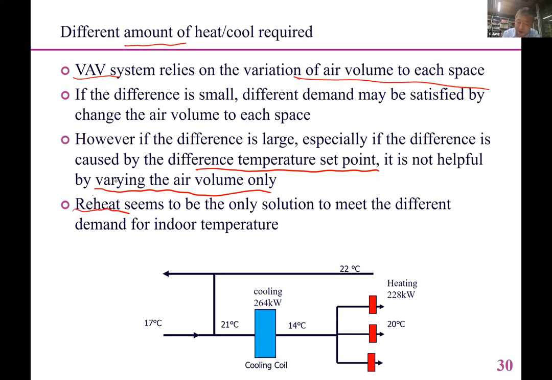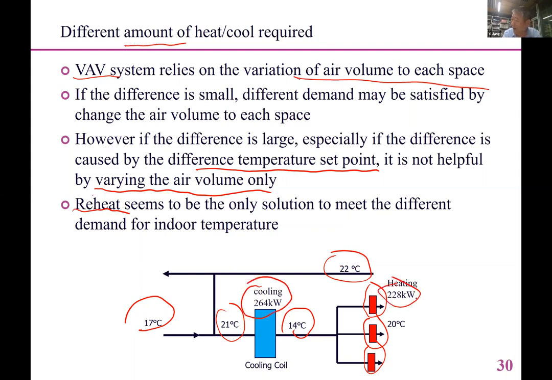What does reheat mean? You see this curve: the outdoor air and the return air at 22 degrees mix into 21, then they are cooled down to 14, and before the air is delivered to the room, it is reheated at the terminal back to about 20 or 21 degrees. So you use more than 200 kilowatts of cooling, then 220 kilowatts of heating. In total, you only need 30-something kilowatts for cooling, which would be good enough. However, in fact, they consume 500 kilowatts.